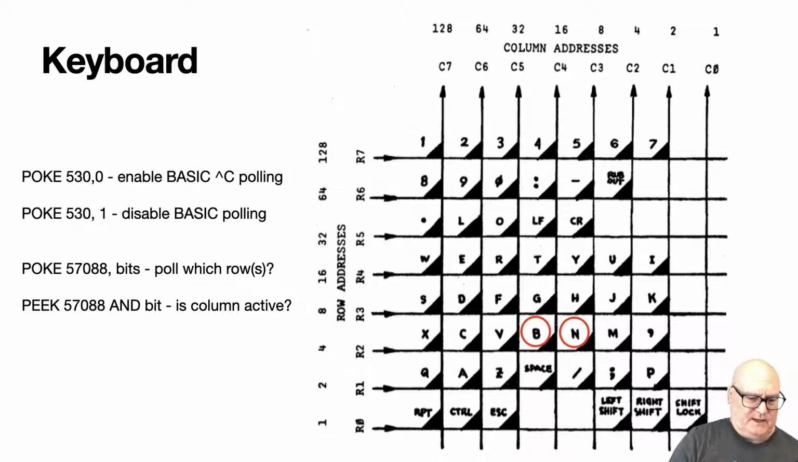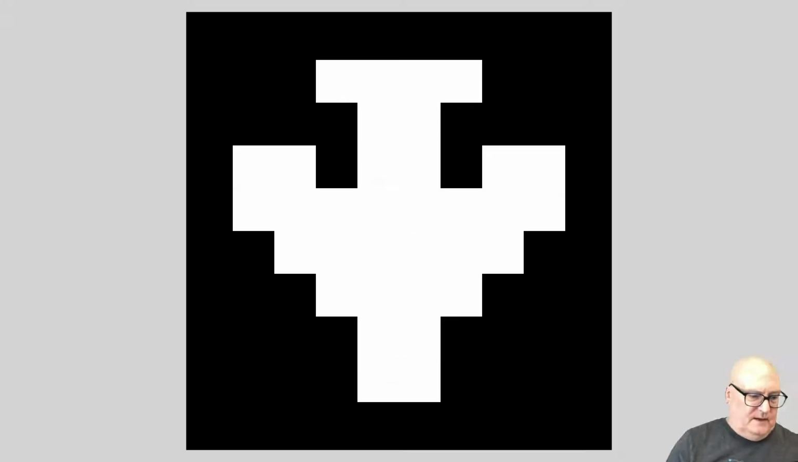And so you really, yeah, I don't know. What it looked like in the code to me, it looked like we're going to be using B and N for left and right. We'll see what comes of that. But it looked like what you do is you peek and you poke somewhere to say which row you want, and then you peek and ask which column is active, and you AND it to see if it's there. Okay, let's get to code.